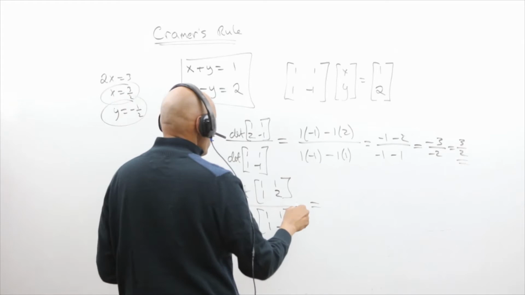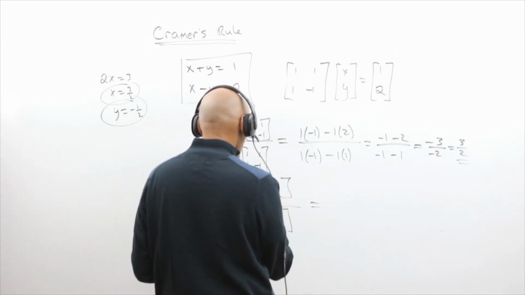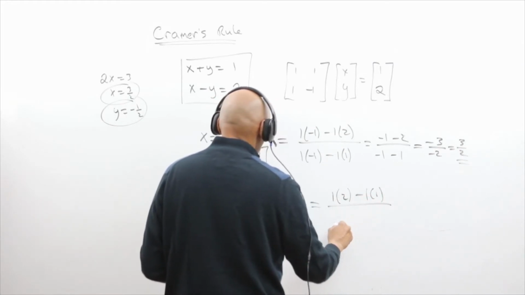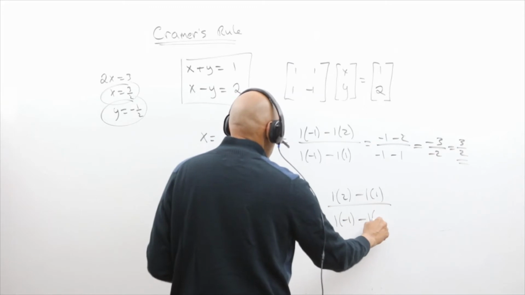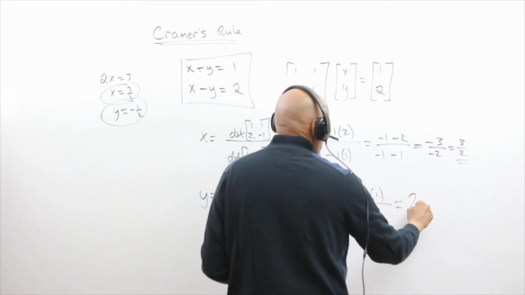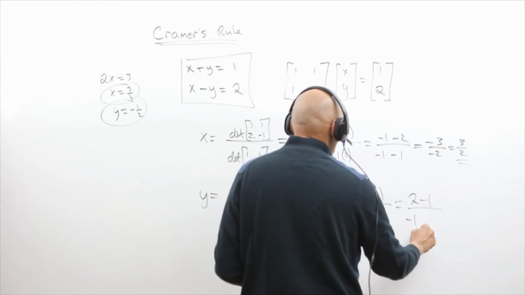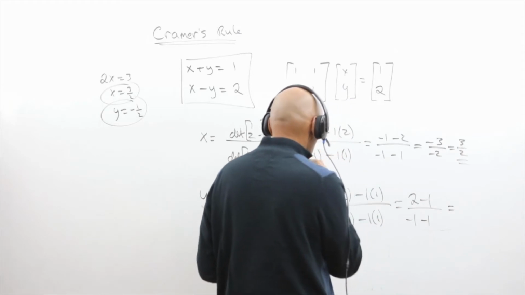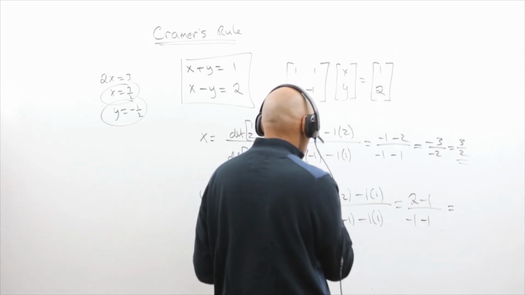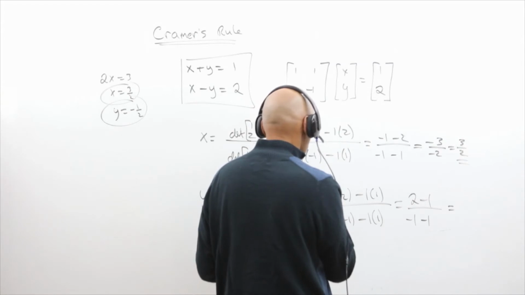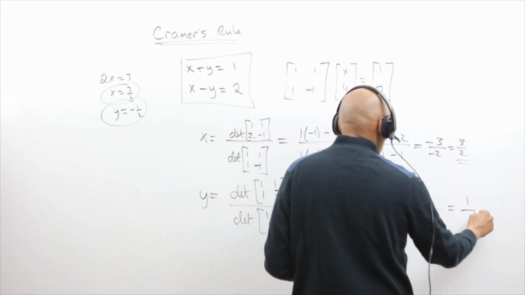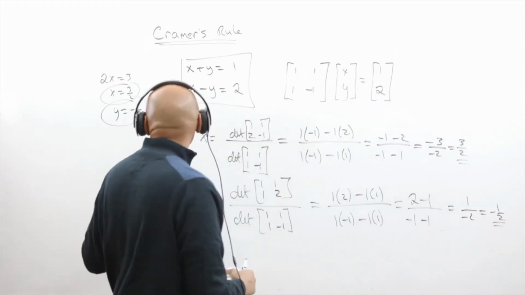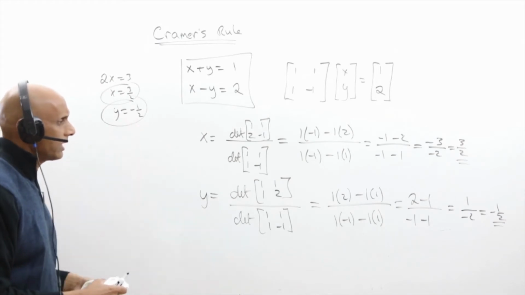So now we can solve this to be 1 times 2 minus 1 times 1, all over 1 times minus 1 minus 1 times 1. So this is now 2 minus 1 over minus 1 minus 1, which gives me 1 over minus 2, which is minus 1/2. And if we take a look at the original, this is exactly what we have, minus 1/2.